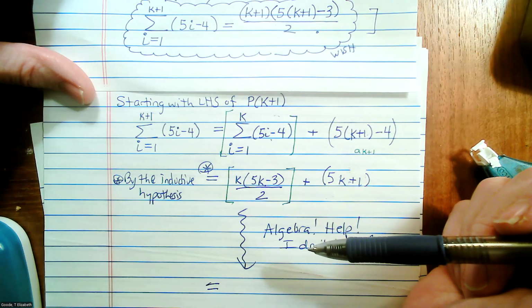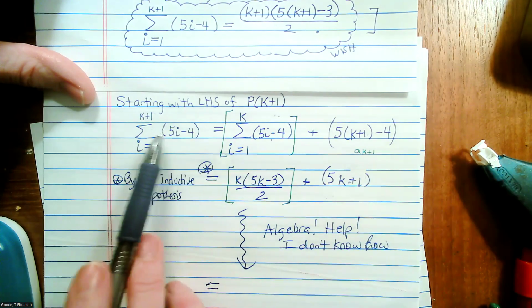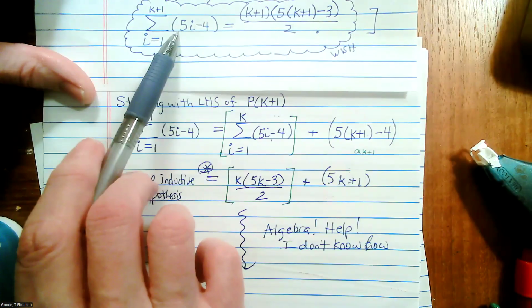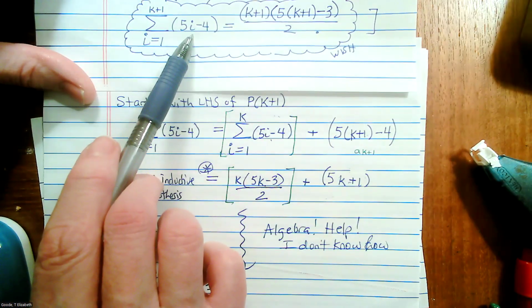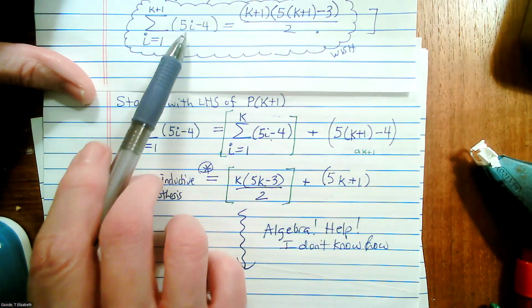Anybody besides Jonathan? We started with the left hand. See, this is our wish, to show this equals that. We started with this on the left. What are we trying to reach? Anybody?